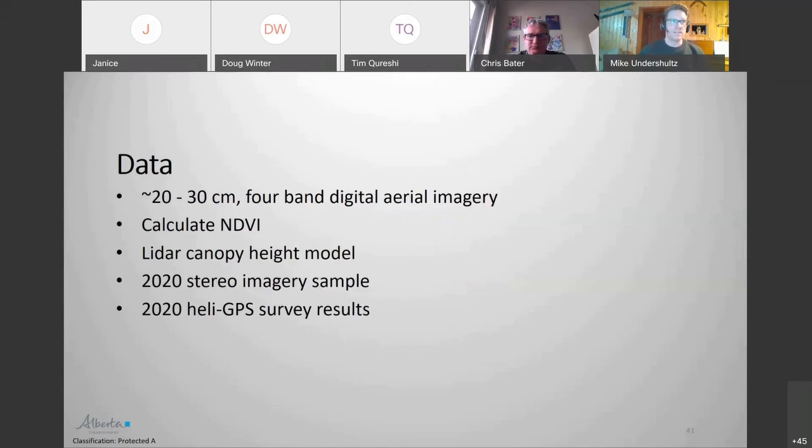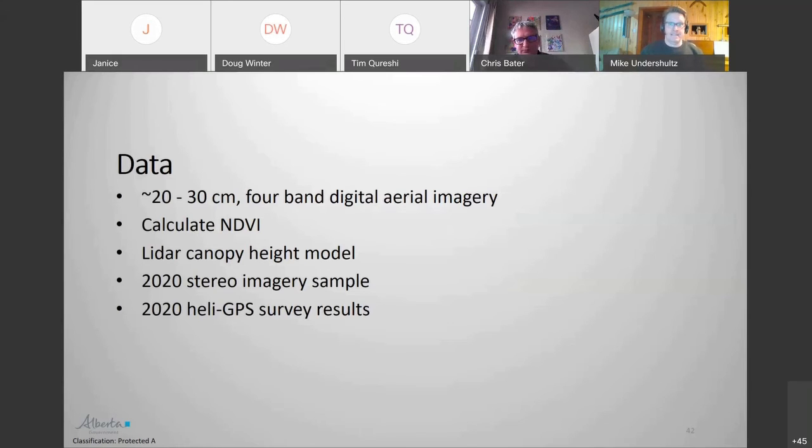The data to be used for the project, again, is a little bit up in the air. We're assuming 20 to 30 centimeter resolution aerial imagery is probably what will be needed. The other usual inputs as well, we're hoping, with the tender of the contract, to provide some samples of stereo imagery that was taken during the heli GPS window in 2020. And as well, we have the heli GPS survey data for those areas. That would be some information that would help the contractor identify what they're looking for.